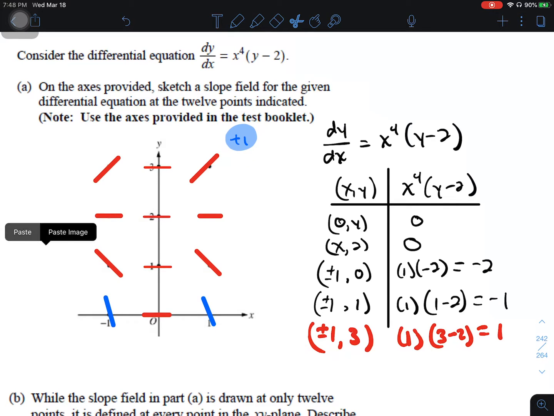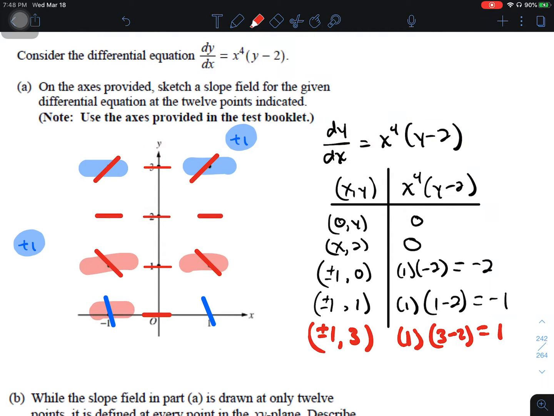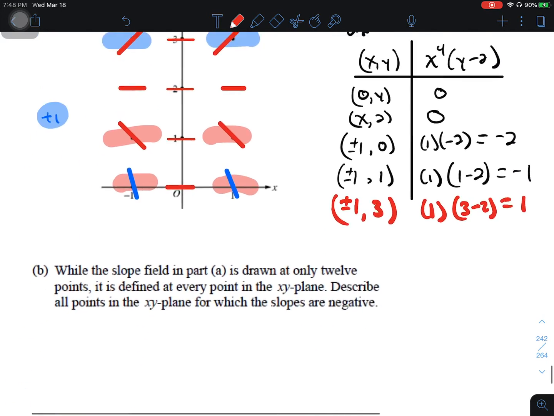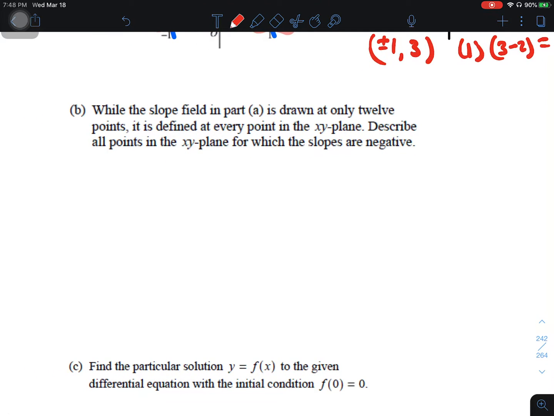You get another point for this one if you successfully had these blue ones highlighted as positive and the red ones highlighted as being negative. It's worth 2 points. Let's check out part B. While the slope field in part A is drawn at only 12 points, it is defined at every point in the xy plane. Describe all points in the xy plane for which the slopes are negative.